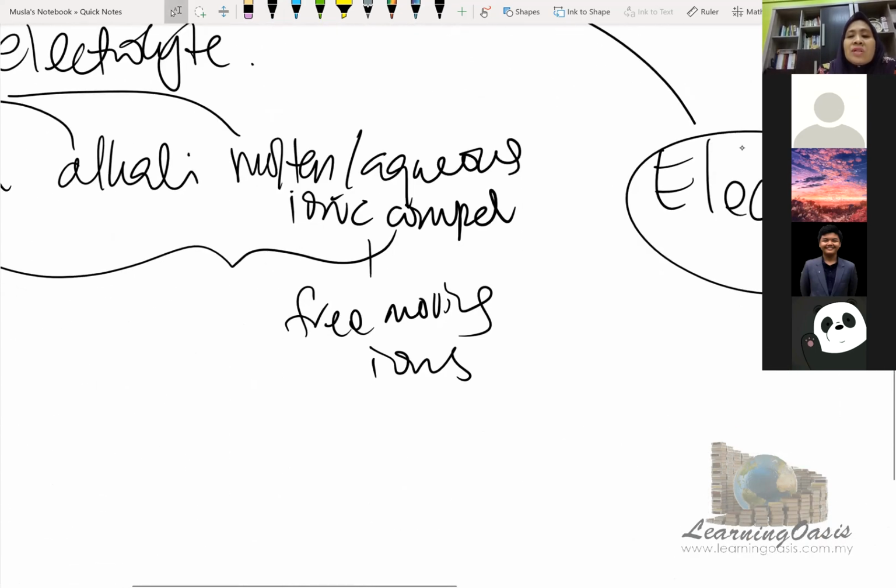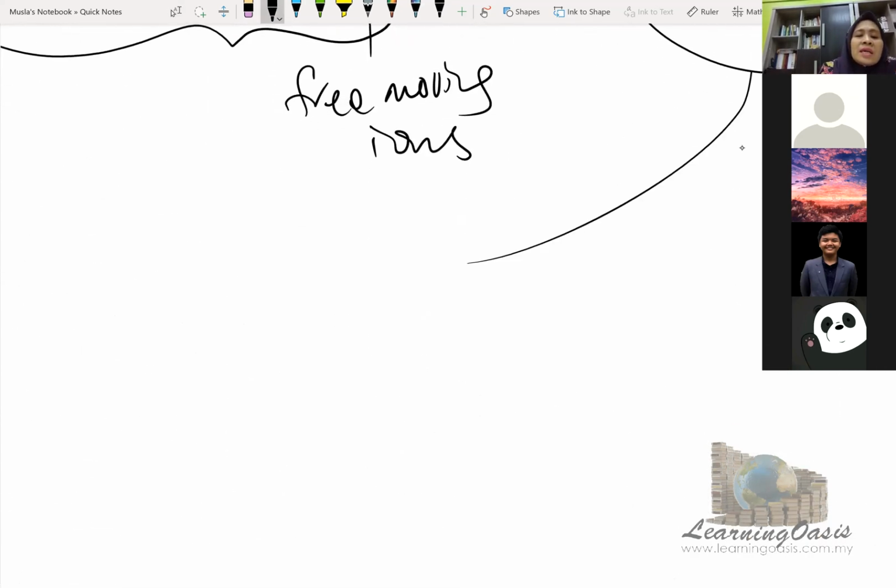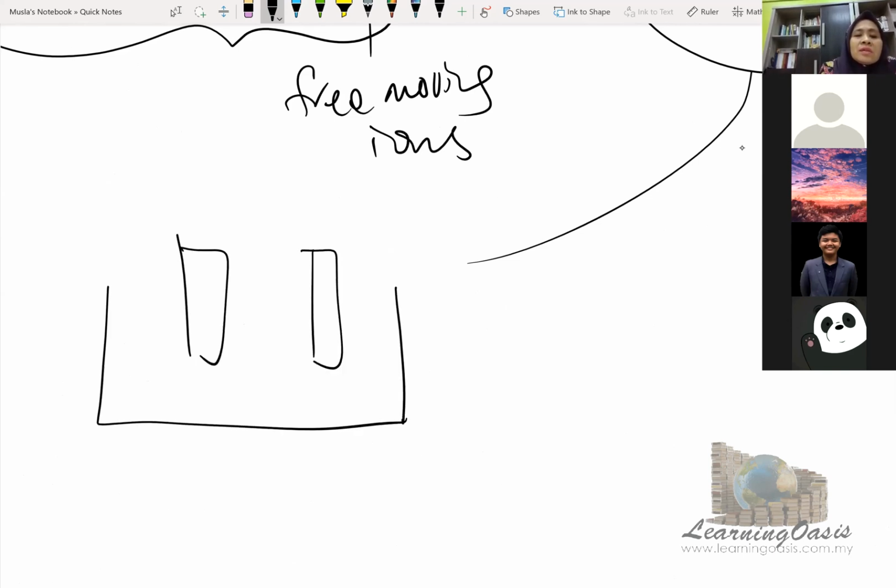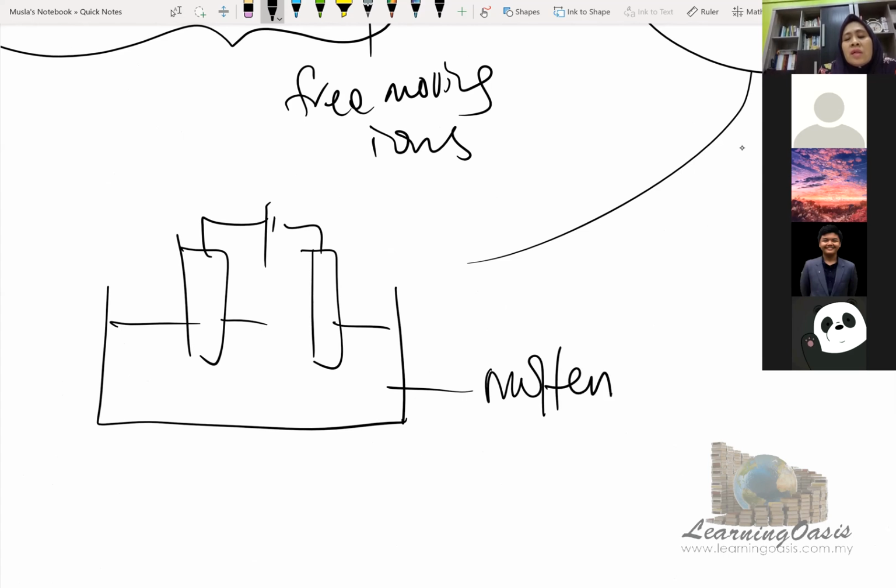Now, basic electrolysis: what happens when I electrolyze molten PbCl2, molten lead chloride? Remember, molten and aqueous. The difference is aqueous means you add water and it dissolves. That is an aqueous solution. Molten means you heat it up, it turns from solid to liquid. That is molten. So you electrolyze molten PbCl2.